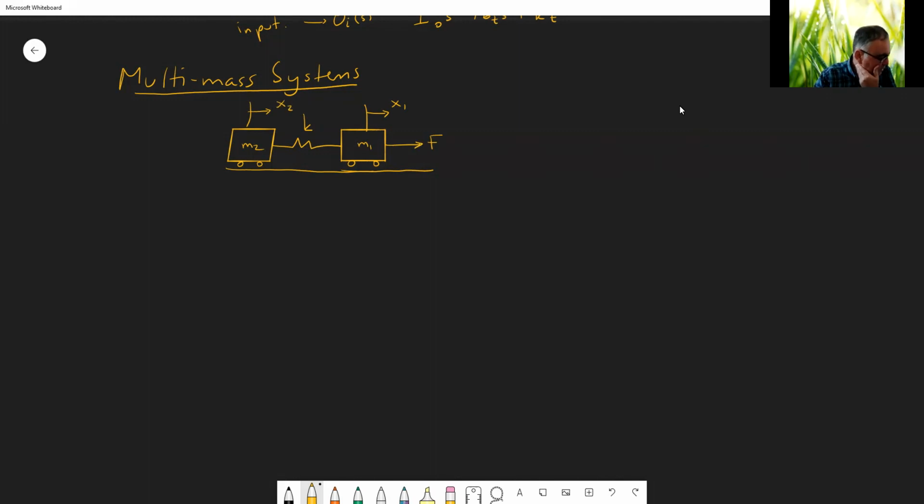We would like to find the equations of motion for all systems and possibly the transfer functions. There are transfer functions because there are two displacements here. The method is the same. It is: draw the FBD for each mass, and then write F equals ma for each mass, basically.